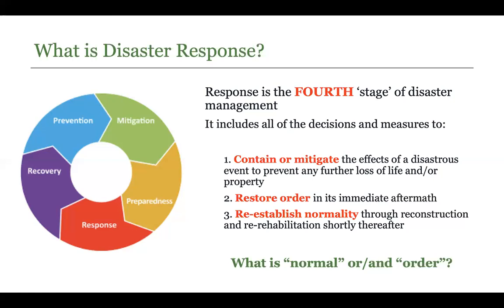Or is this something that maybe we should be leaving to other entities? And we'll also have some tools to help you figure that out. And the final piece of this particular part of response is reestablishing normality.